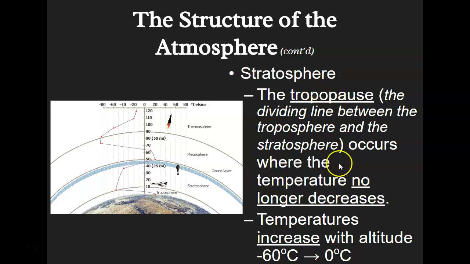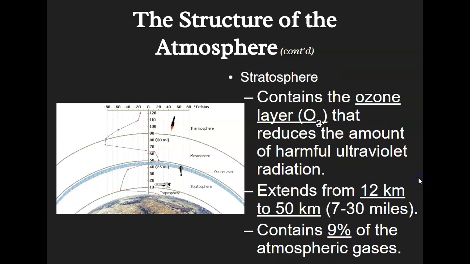Now, in the stratosphere, the temperature increases with altitude. It goes from negative 60 degrees Celsius to 0 degrees Celsius. This stratosphere also contains the ozone layer, which reduces the amount of harmful ultraviolet radiation. So the ozone layer is what reduces the harmful amount of ultraviolet radiation. It extends 12 kilometers to 50 kilometers. It only contains 9% of the atmospheric gases.